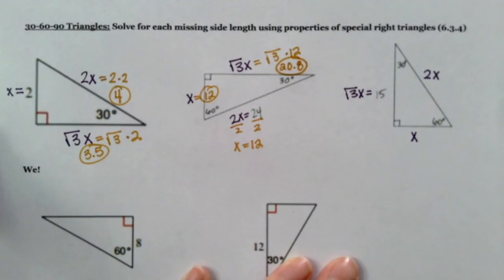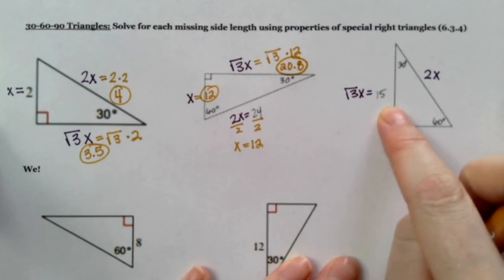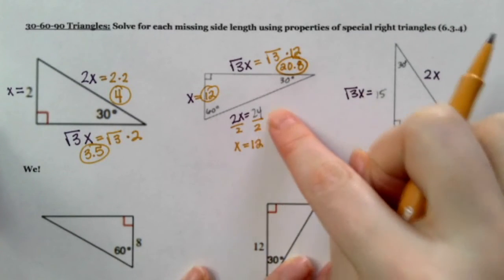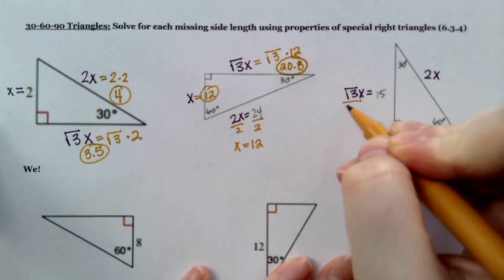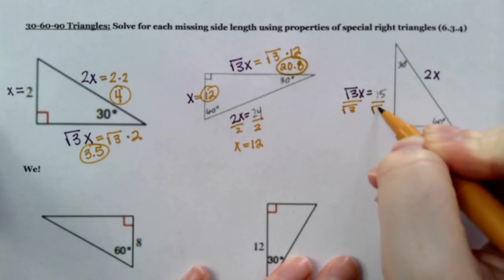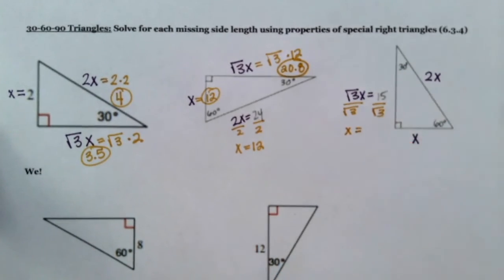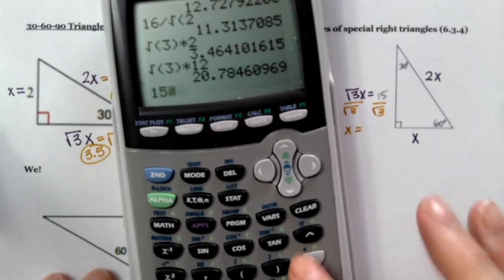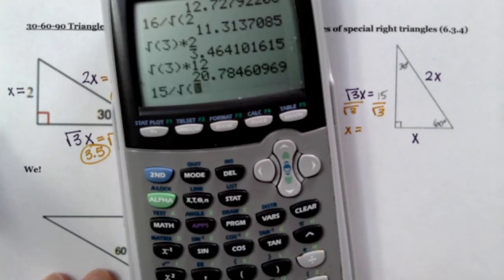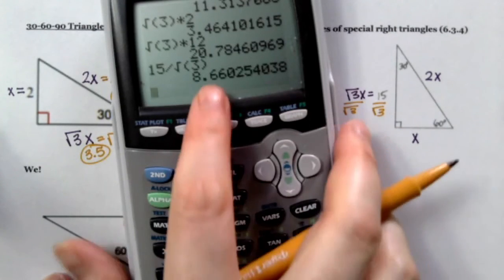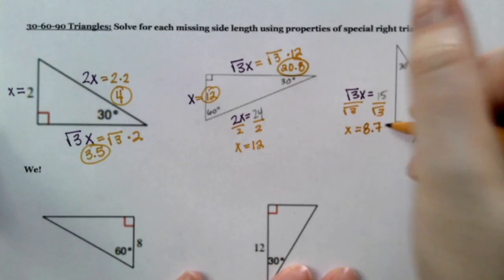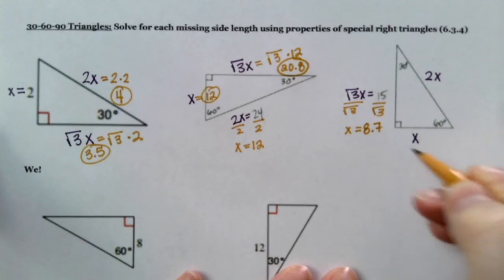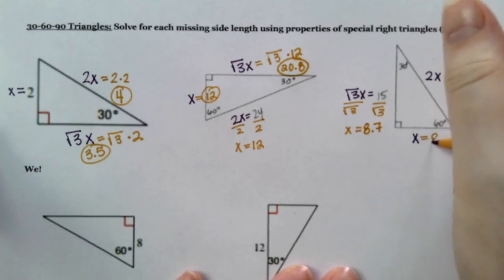And the very last type that you'll see is if they give you the square root of 3x, and again, you just need to solve it before you can do anything over here. So solving it for this one means dividing both sides by the square root of 3. So 15 divided by the square root of 3 is 8.7. So again, that helps us a lot for the x side. So this is just 8.7.